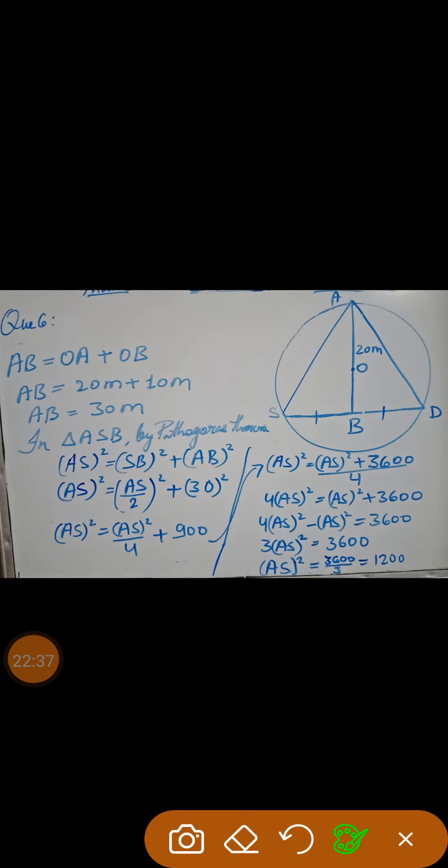On the left hand side AS square is written as it is. On the right hand side we were finding, the same answer we got here, AS square plus 3600 by 4. Now this 4 will come towards the left hand side and multiply by this AS square. So it will be 4 AS square is equal to AS square plus 3600. Now this AS square will go towards the left hand side.